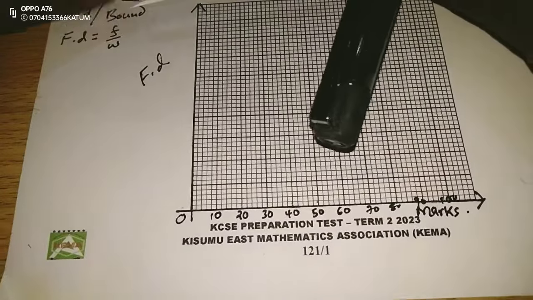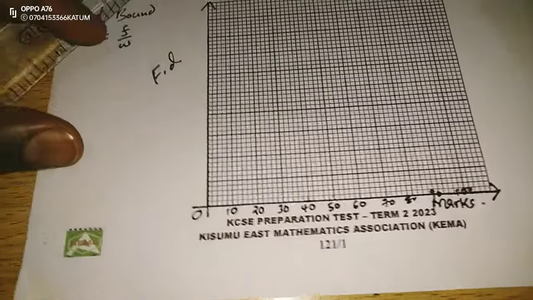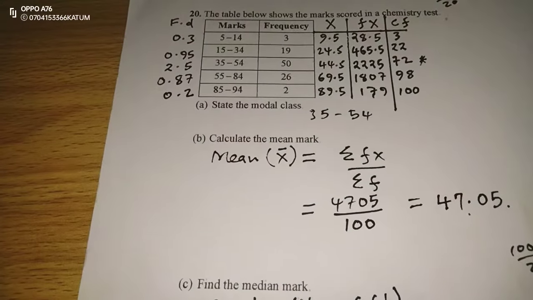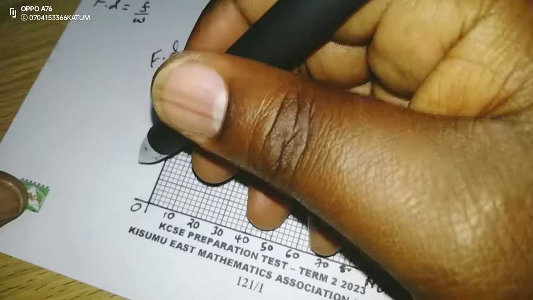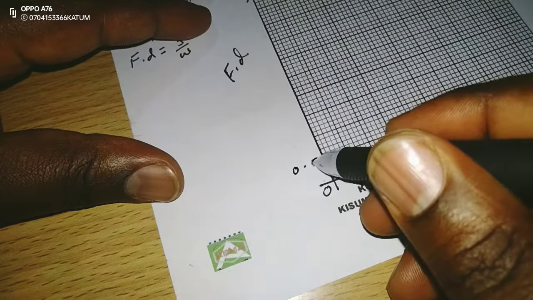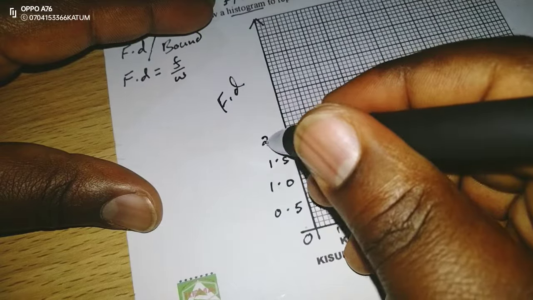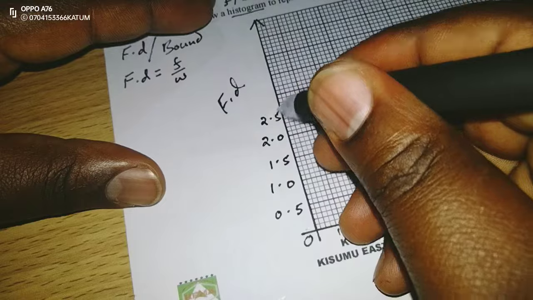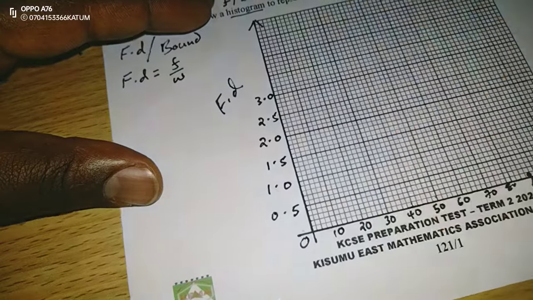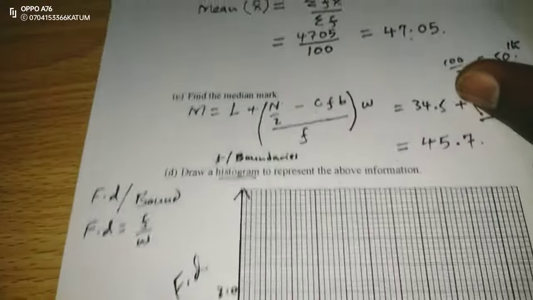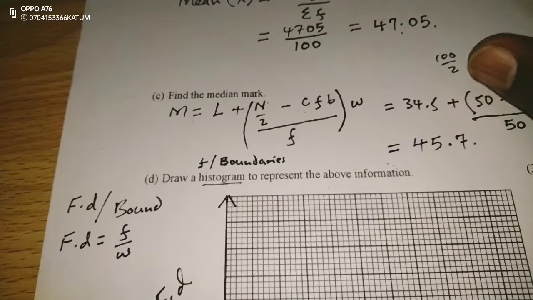Now that we have the marks, we need a scale for the other axis, whereby I'm going from 0.2 all the way to 2.5. Therefore, I can prefer 0.5. So with 0.5, I now go to 1.0, 1.5, 2.0, 2.5, 3.0, and such.